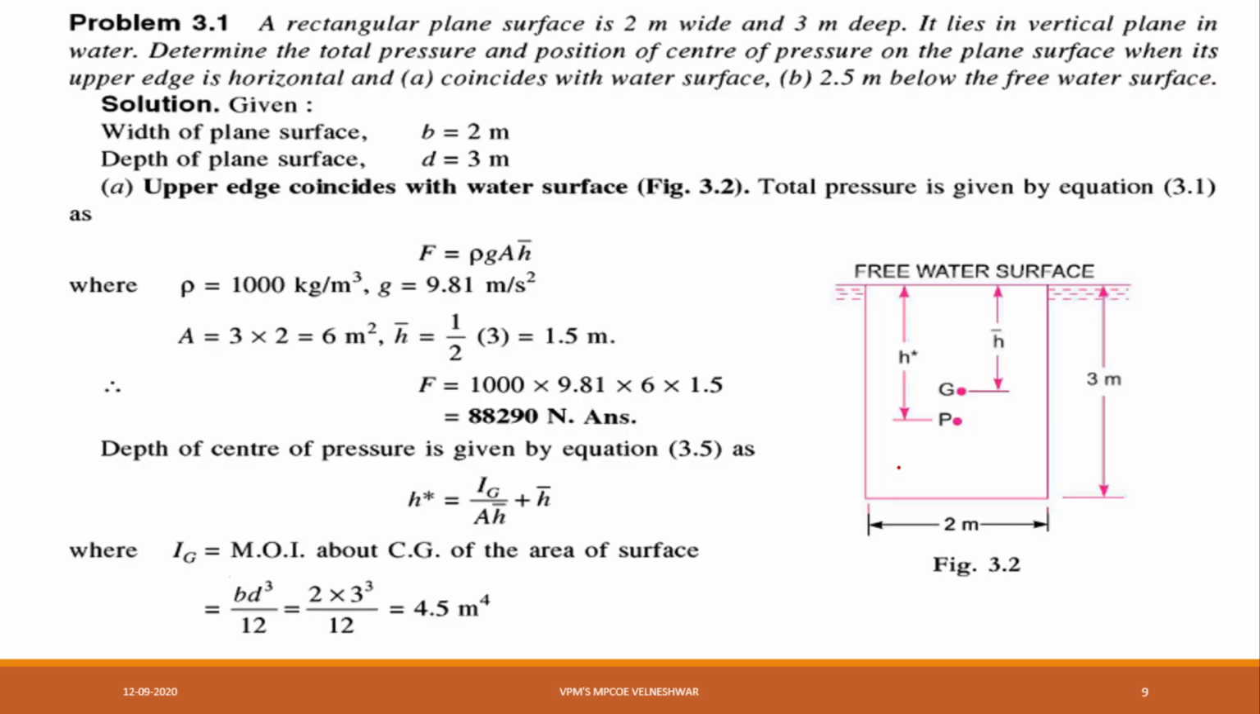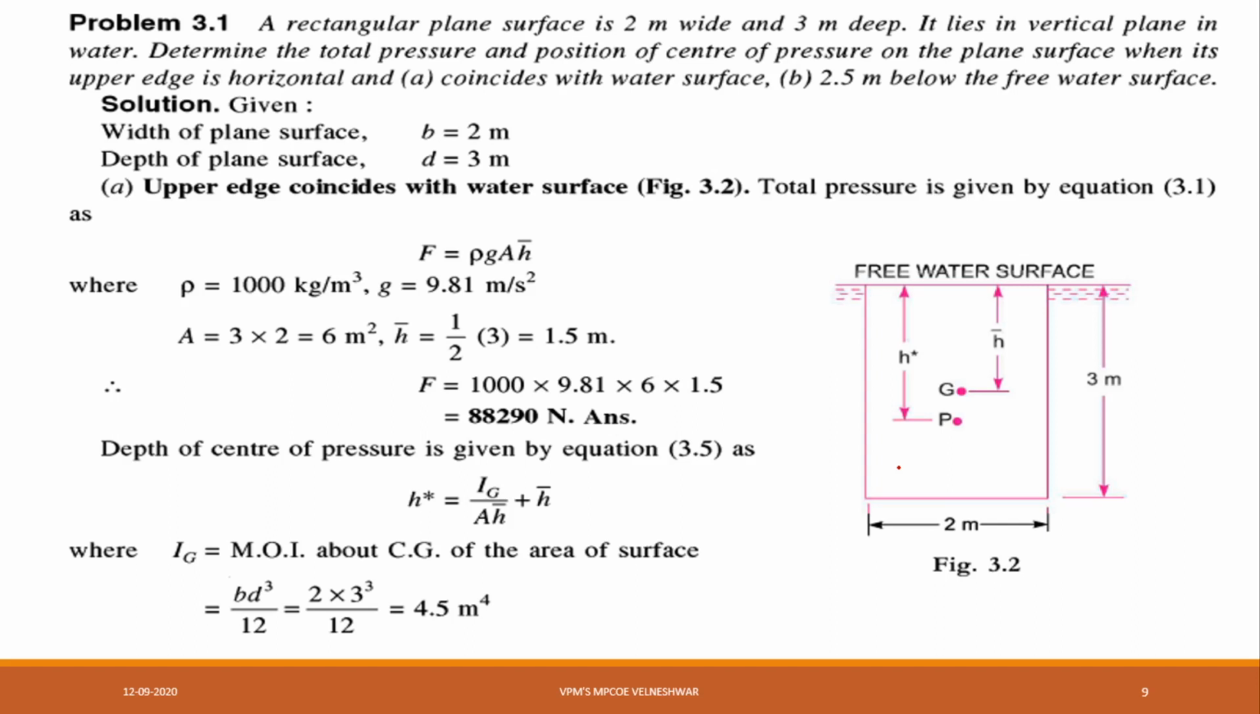Now let us see one numerical here. A rectangular plane surface is 2 meter wide and 3 meter deep. It lies in a vertical plane in water. Determine the total pressure and center of pressure. So he has given the area for us, 2 meter by 3 meter. Good. Now he is asking us to find the total pressure and center of pressure.